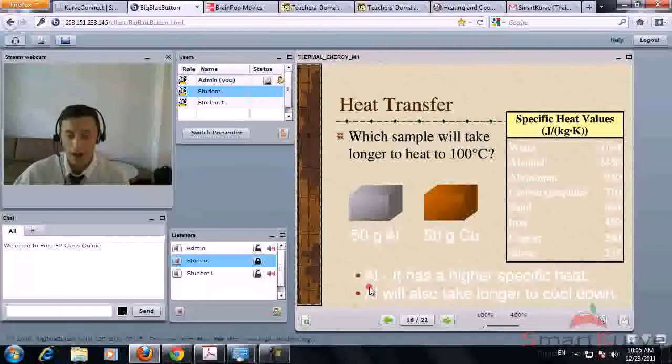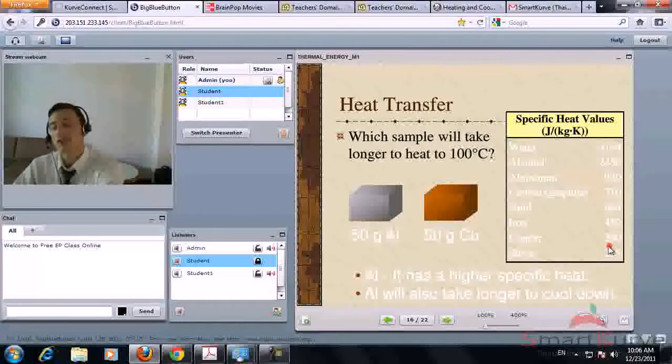So you look down at the bottom. Aluminum has a high specific heat. It will require more energy to raise the temperature 1 degree Kelvin. Copper has a relatively low specific heat. So we say that copper is a good conductor of heat. It conducts heat very well. It only requires a small amount of heat, 380 joules, to raise 1 kilogram 1 degree Kelvin.